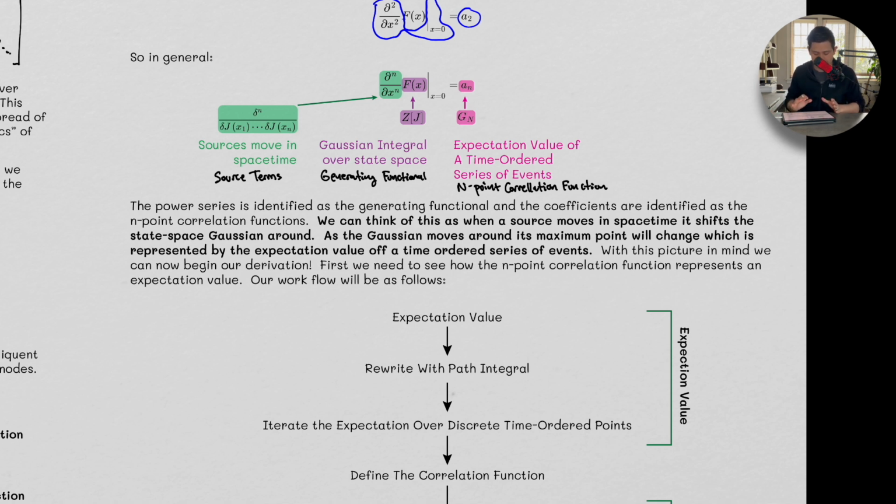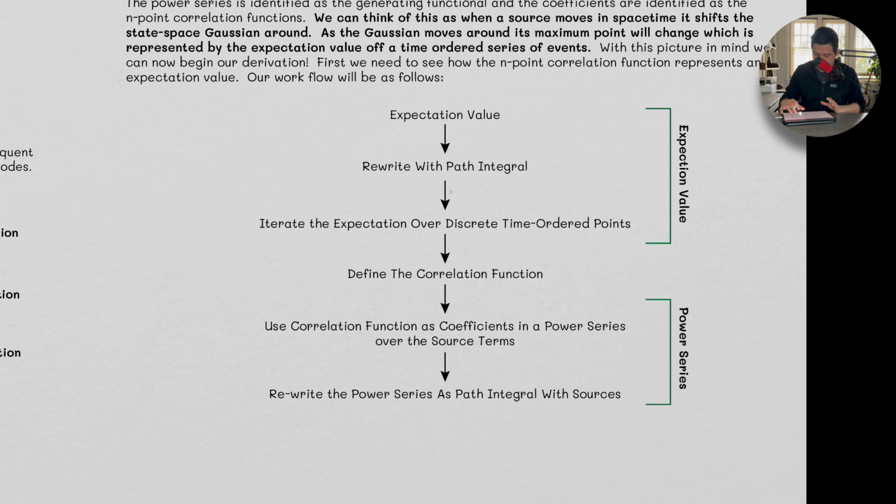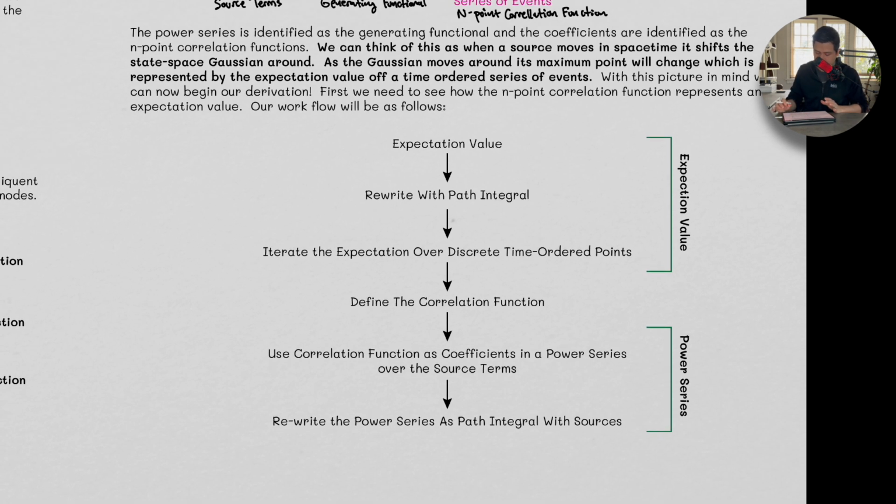With this picture in mind, we can now begin our derivation to better understand this. First we need to see how the endpoint correlation function represents an expectation value. And the workflow is going to be as follows. I decided to do this because I feel like it's very easy in quantum field theory to get lost in the weeds. So if we have a big general overview of how this is going to go down, then we can dive into the deep end a little bit easier, I think.